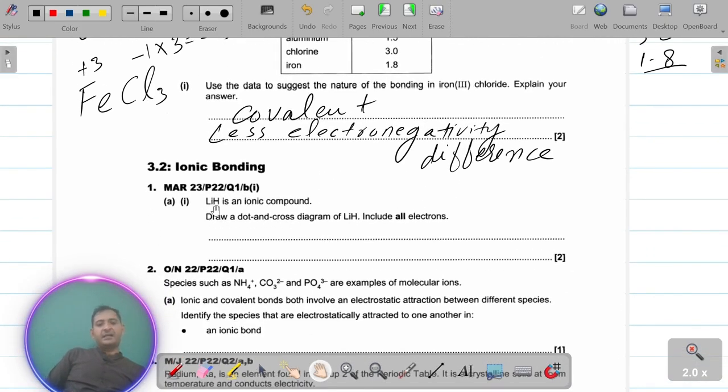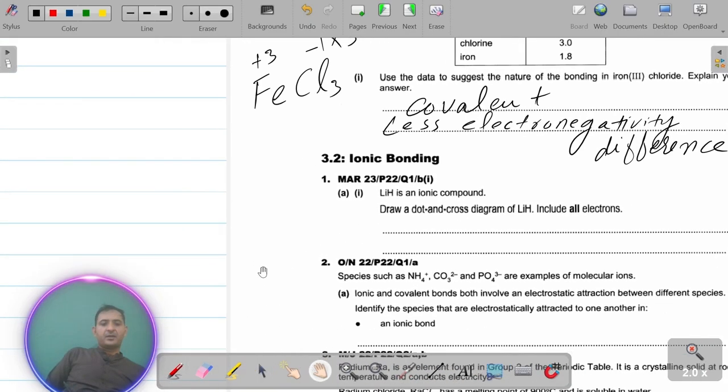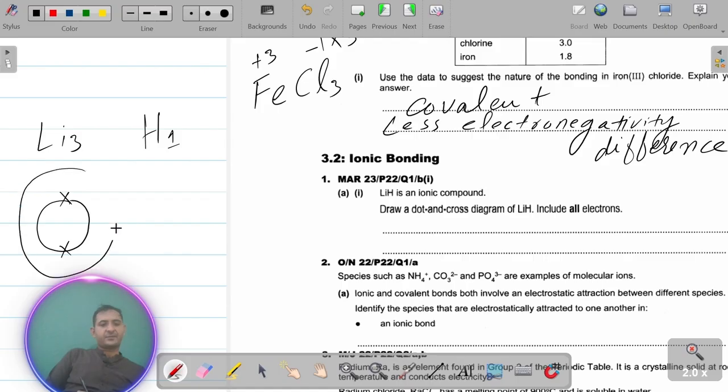Next. Lithium is a metal, hydrogen is a non-metal, and lithium hydride is an ionic compound. Draw a dot and cross diagram of lithium hydride, including all electrons. We know the atomic number of lithium is 3 and the atomic number of hydrogen is 1. So when we draw lithium, there are 2 electrons in the first shell and 1 electron in the valence shell. And this is the structure of hydrogen: there's only one shell and only 1 electron.